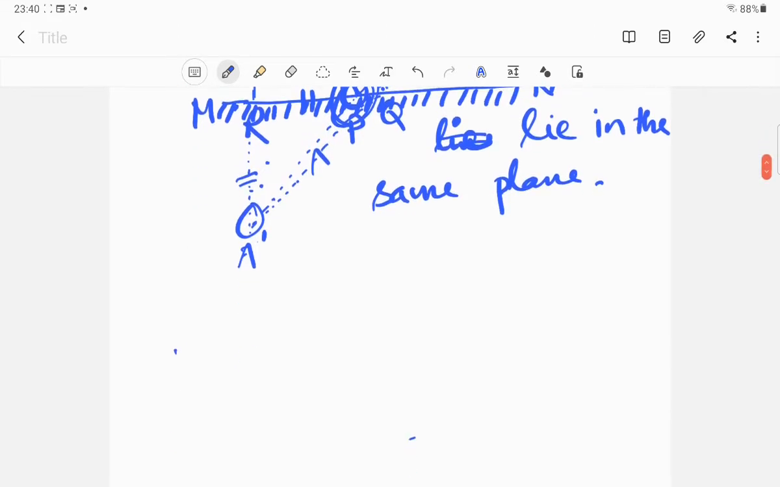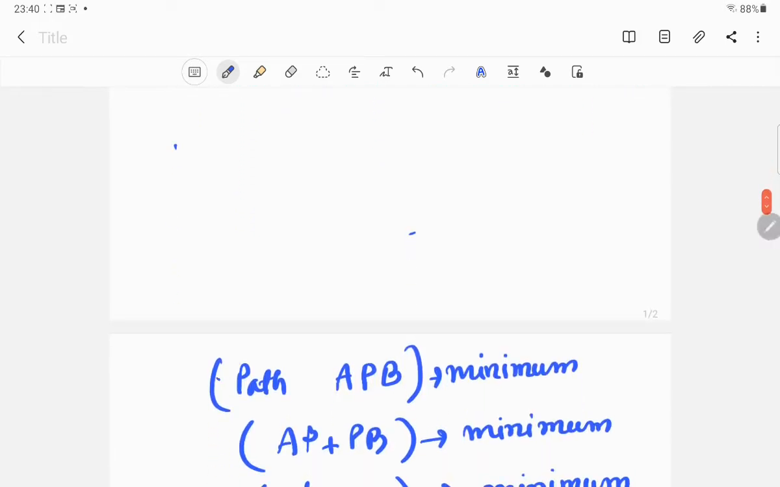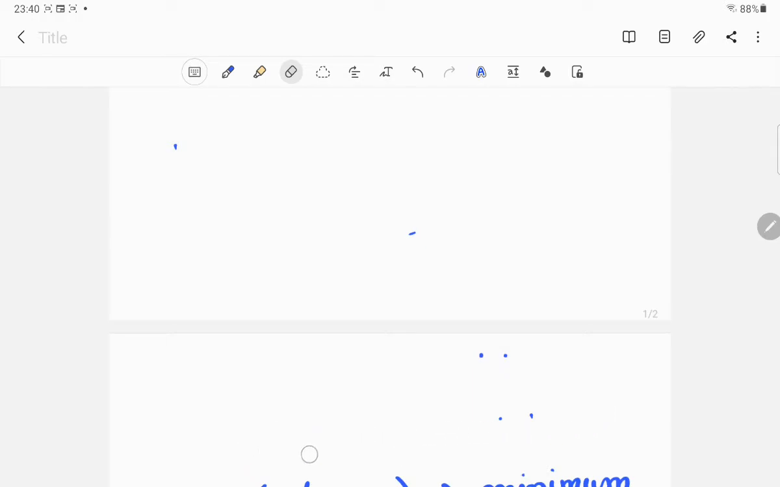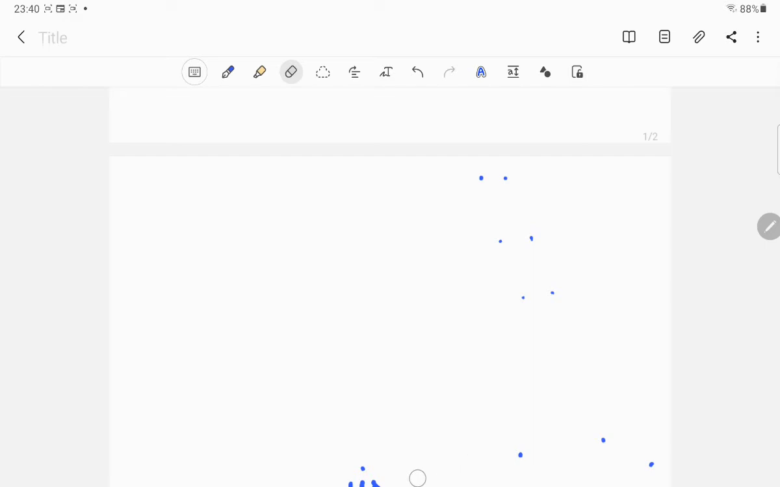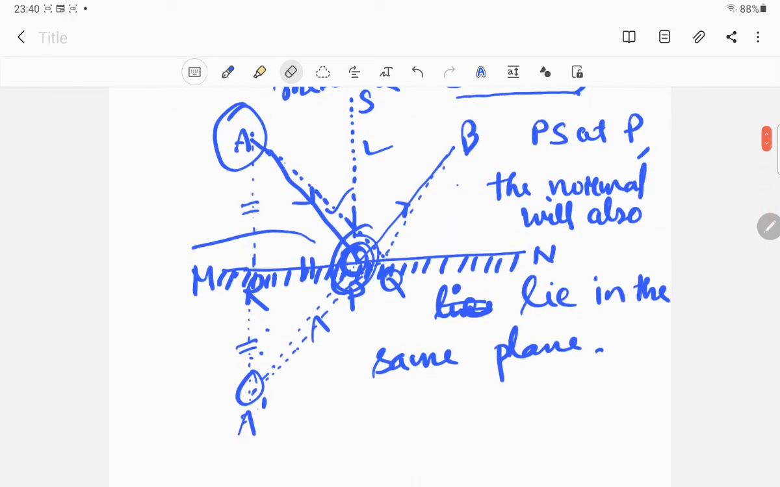Okay, now next thing is that we need to consider a few geometrical modifications. So for that we need to take the help of the diagram again. So I am trying to remove some of the unwanted parts, so just be patient with me.